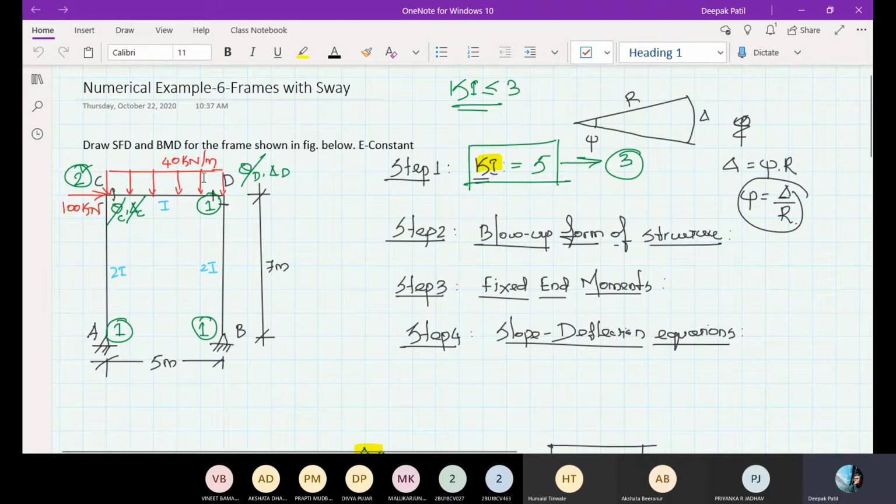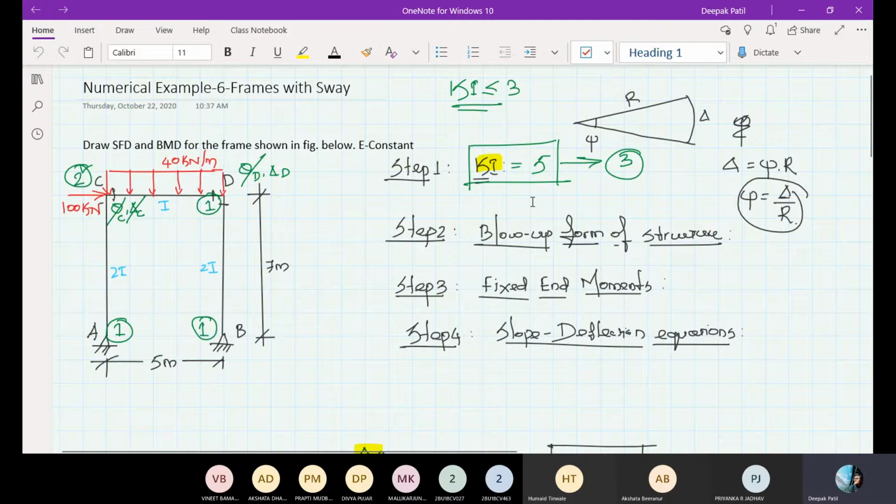Of course, the UDL is symmetrical, but the 100 kilonewton horizontal load acting at point C makes this frame unsymmetrical from the loading point of view. So we came to the conclusion that the frame will sway. Now the usual steps are as follows.